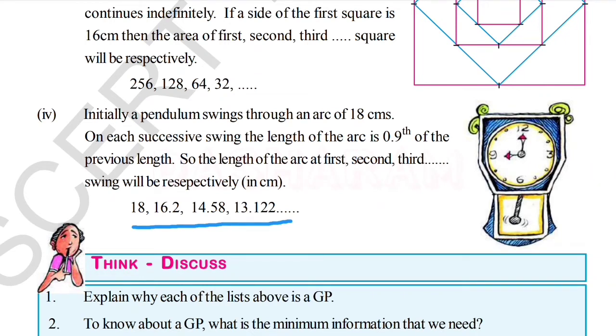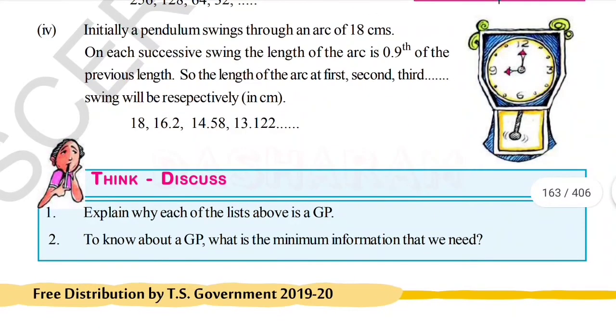So these are the 4 problems, homework for today. Just write the list and verify whether they are in the GP or not. So the first question will be over. Next, the second question: to know about a GP, what is the minimum information that we need?